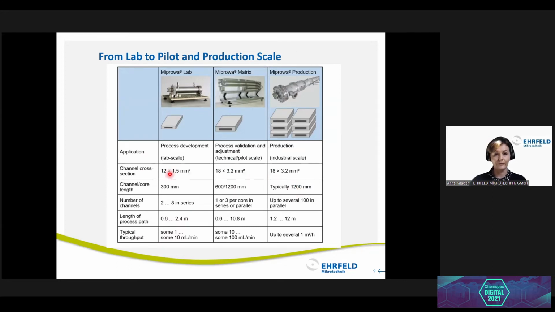Here we have an overview. So as mentioned, we have the Microba lab, the pilot scale we call matrix, and then we have the Microba production reactor. So here it is interesting that we keep the same channel size. Again, what happens in the lab, in pilot, will also happen in the production reactor. So this makes the scale up so easy and fast. And we have up to several cubic meters of throughput in such a big reactor. But anyway, Jordi will come to a project talking about this technology later.